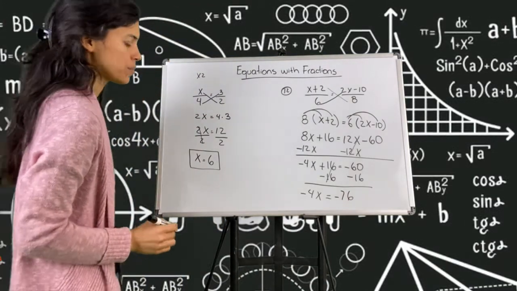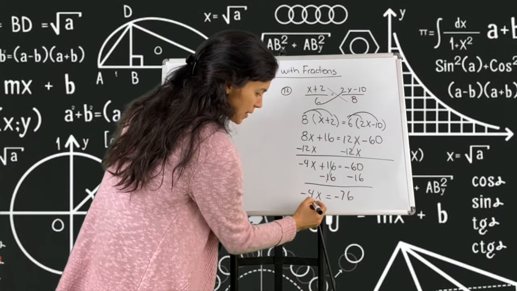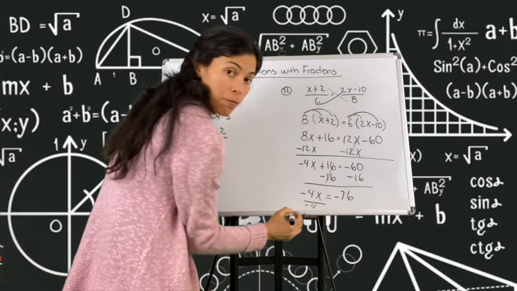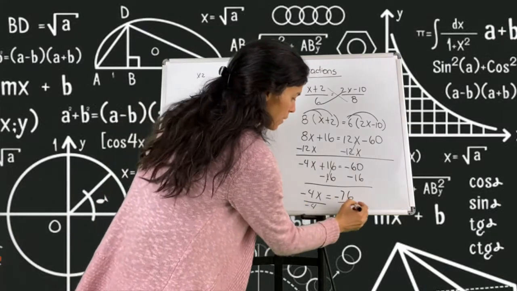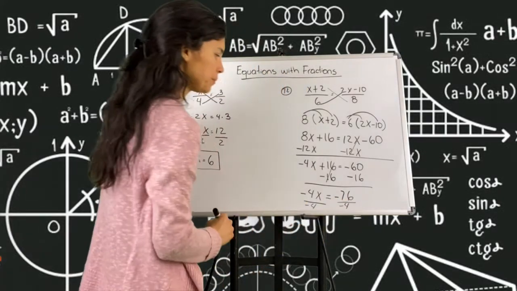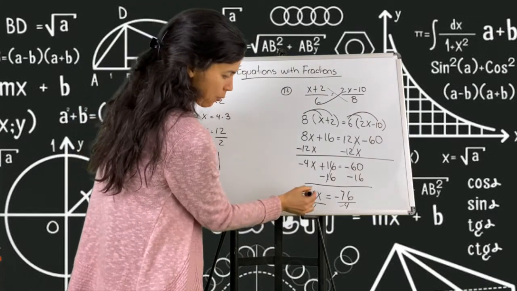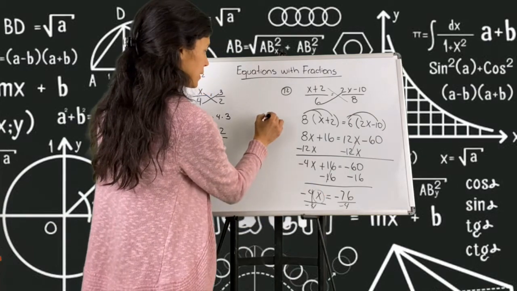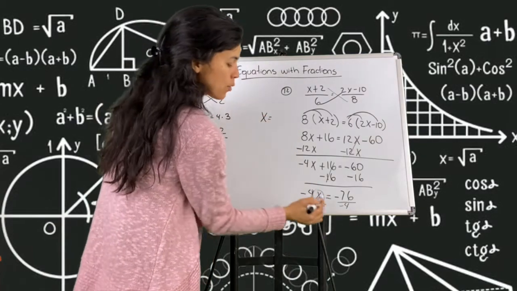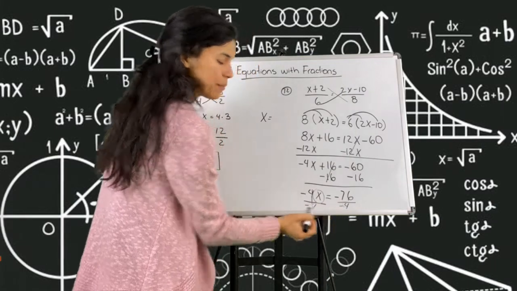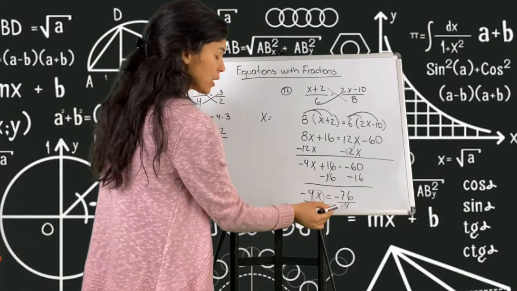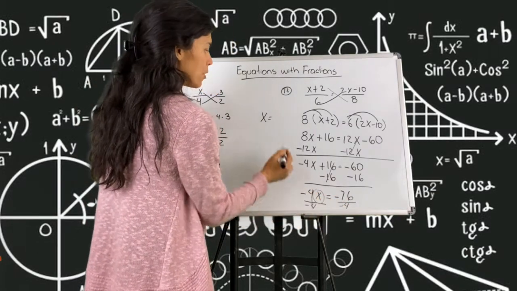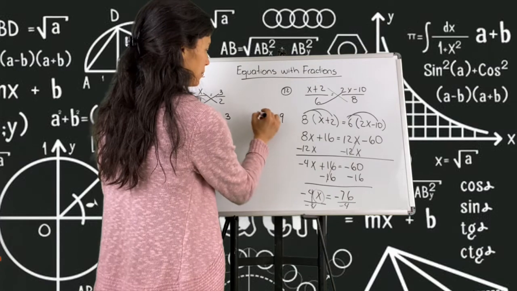And now I see that the minus 4 is multiplying the x. So I can divide both sides by negative 4. Don't forget to put the symbol too. And that way these two 4s get cancelled, and I am only left with the x. And that x is equal to negative 76 divided by negative 4. I am dividing two negatives, therefore my answer will be positive. 76 divided by 4 is 19.